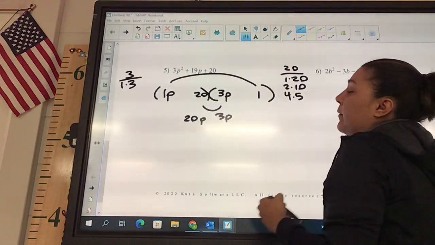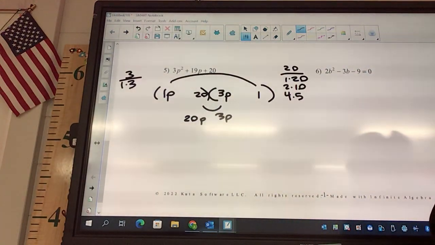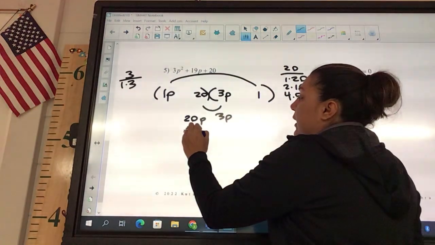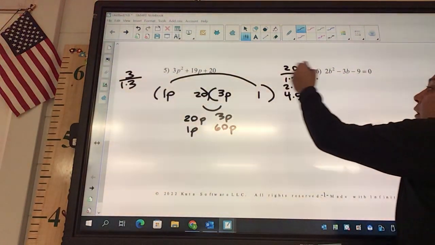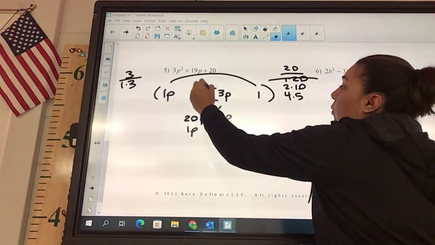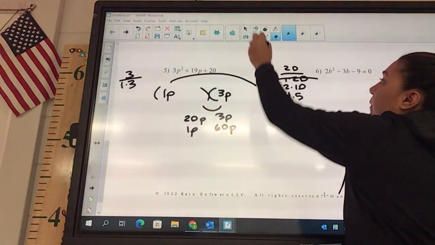20 and then 1, well, what are you going to get for the outer? 1p, and the inner, 60p. So that's definitely not going to work. Okay, so we can cross this one off. What do you want to try? 4 and 5?